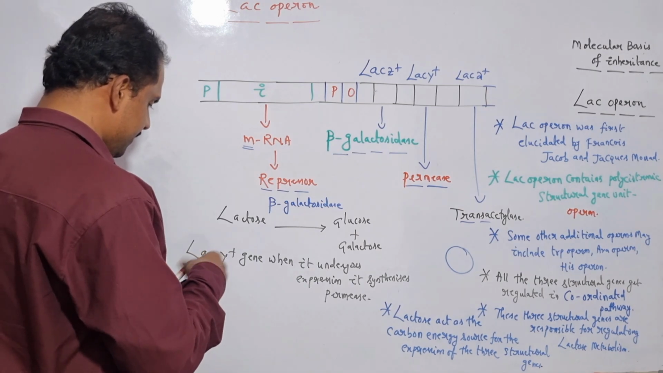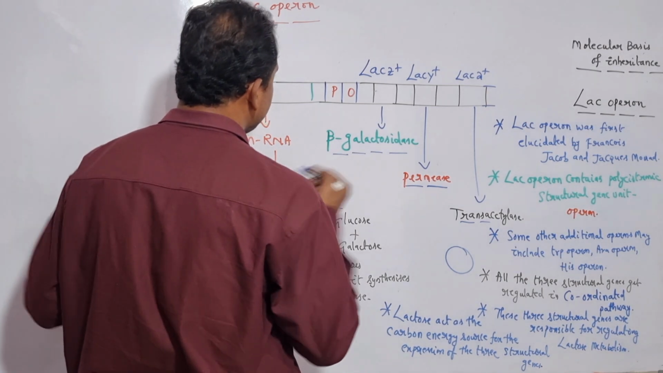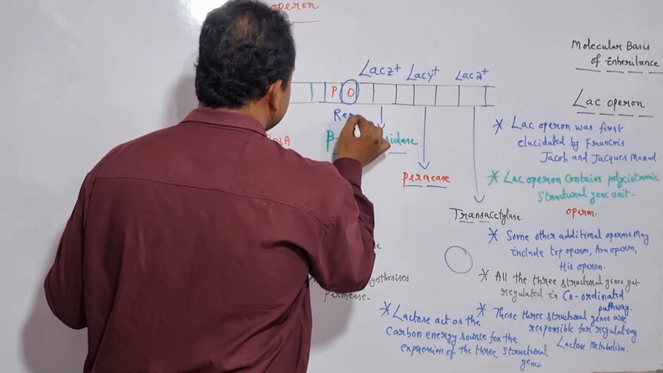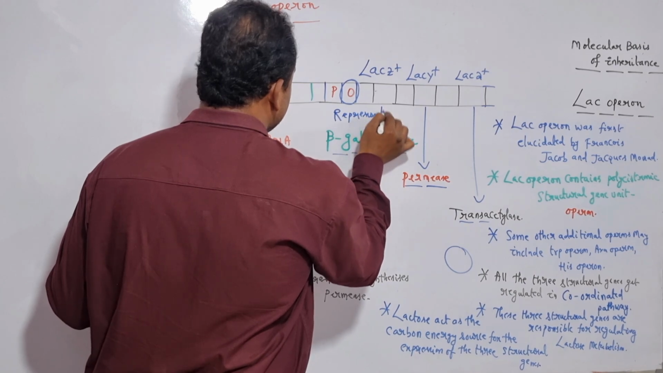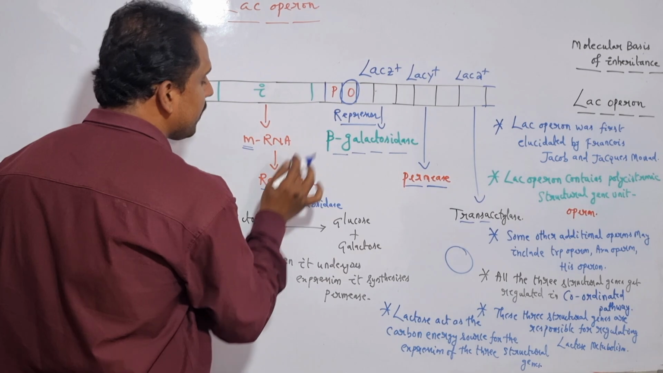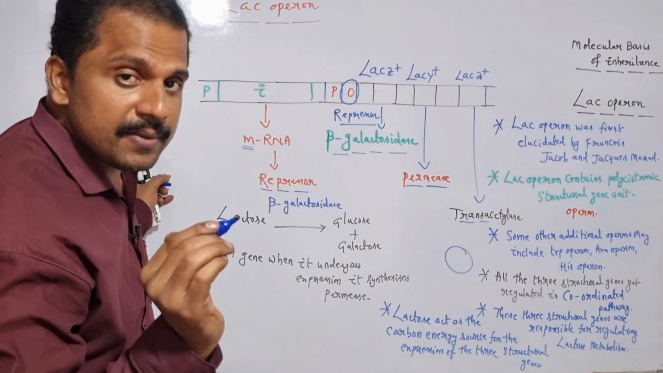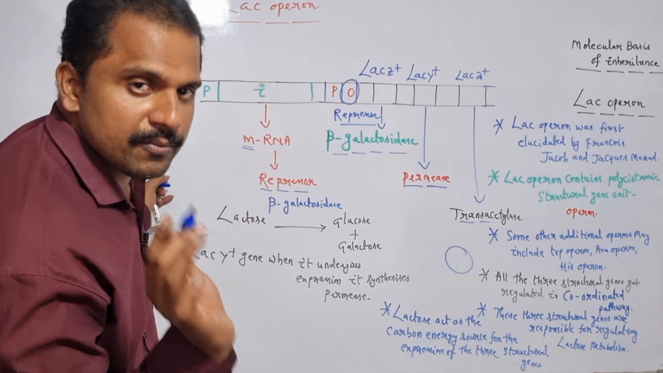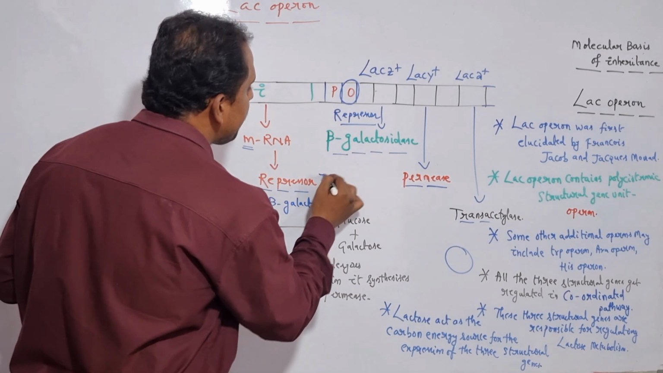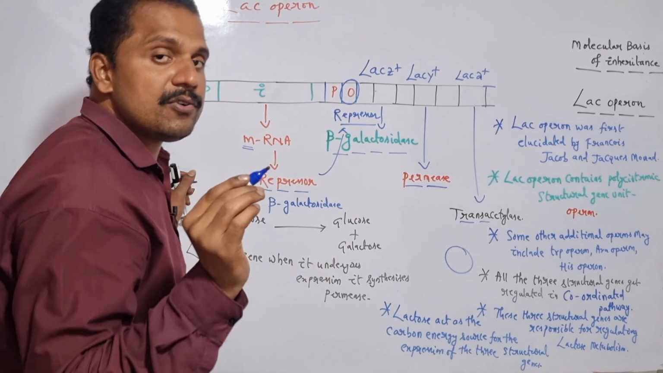So let me show it here. So here it is nothing but what? Repressor. Repressor, right? So once the repressor successfully binds to the operator, by that time the RNA polymerase enzyme is unable to bind to the promoter.